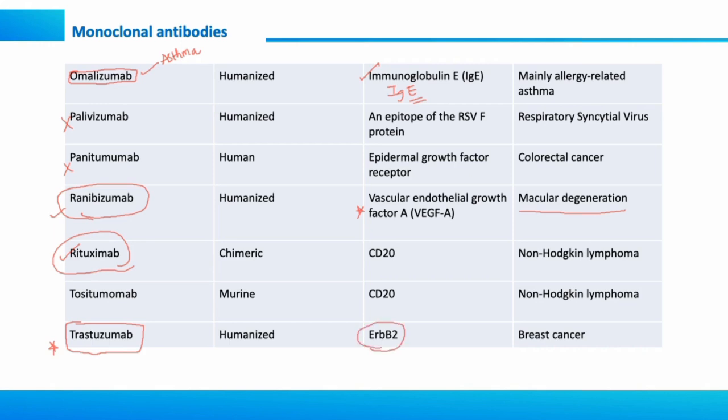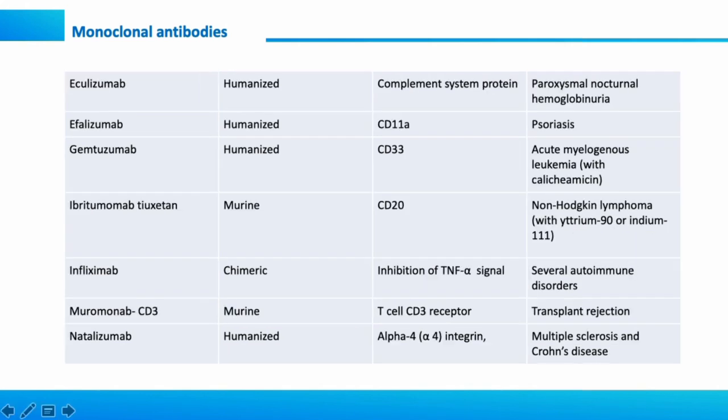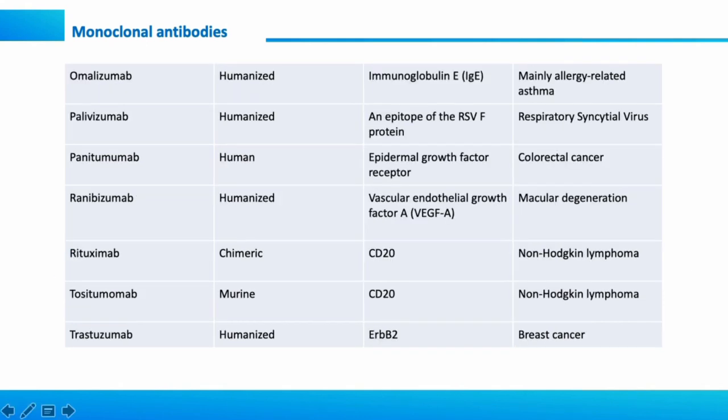ERB-B2 monoclonal antibody. So let me summarize the important things. What you need to remember from these. Try to remember bevacizumab, very important, and try to remember eculizumab because it has a specific indication, and infliximab, and very important natalizumab, and also very important is omalizumab, and the last one trastuzumab. They have some characteristic indications and questions are asked from these topics as MCQs.